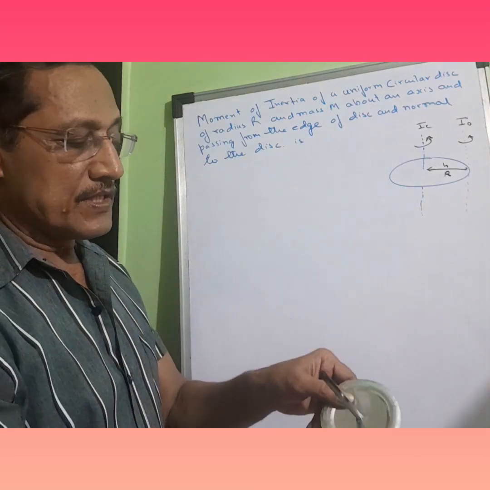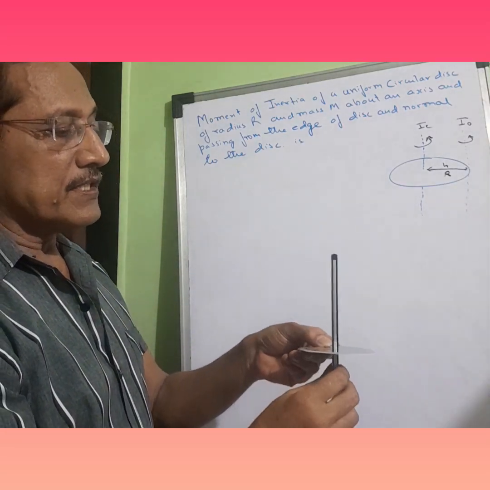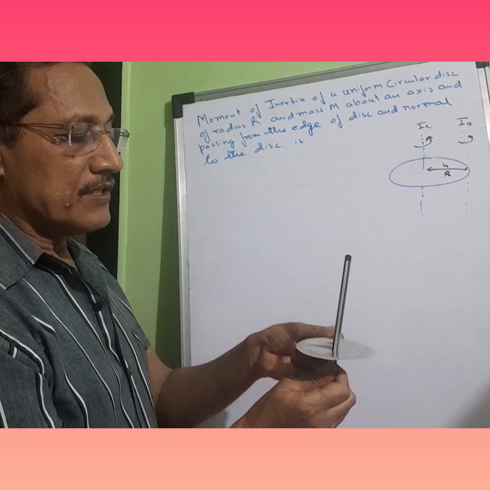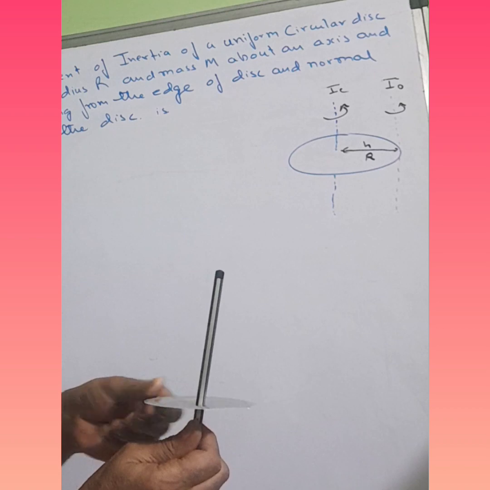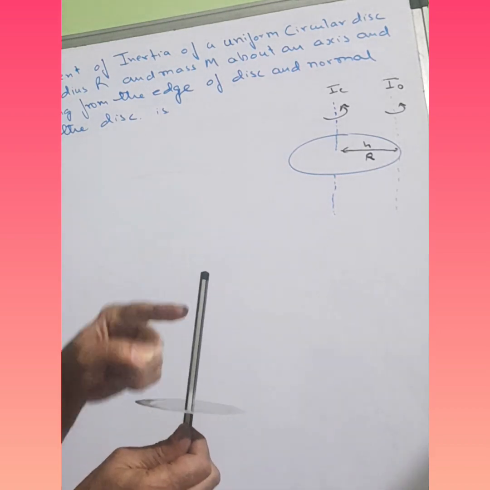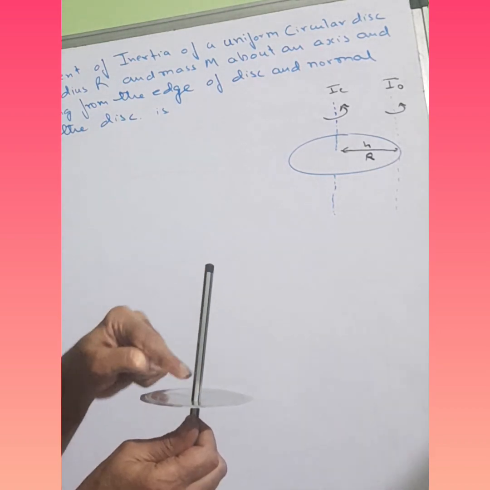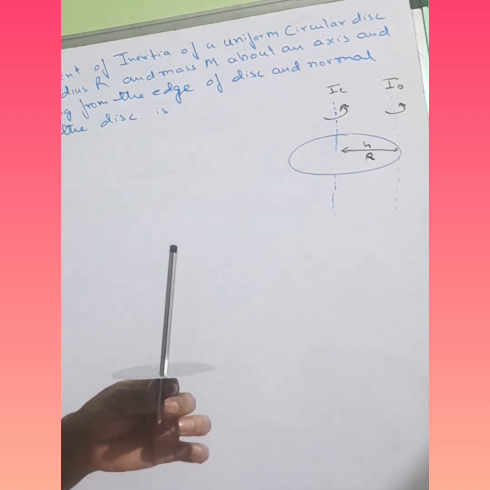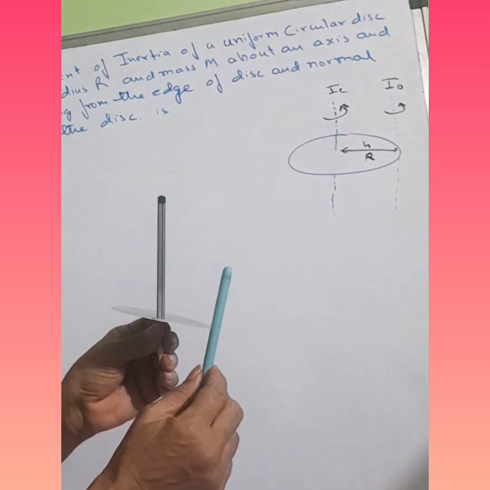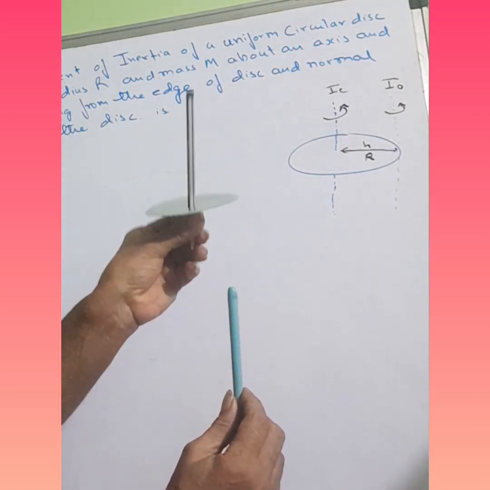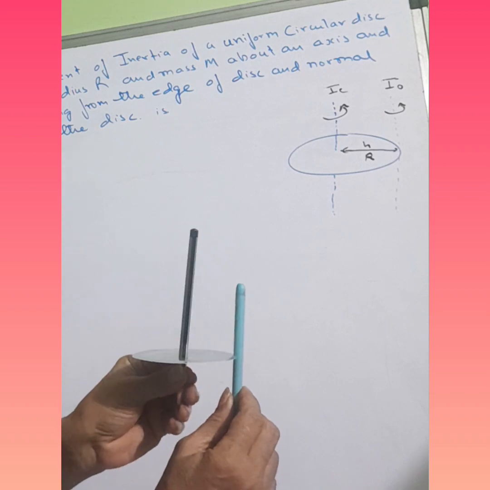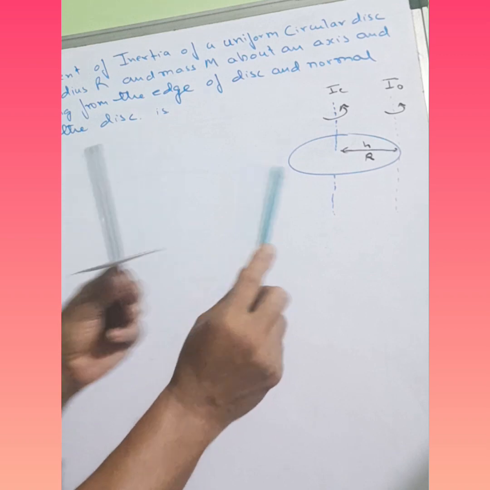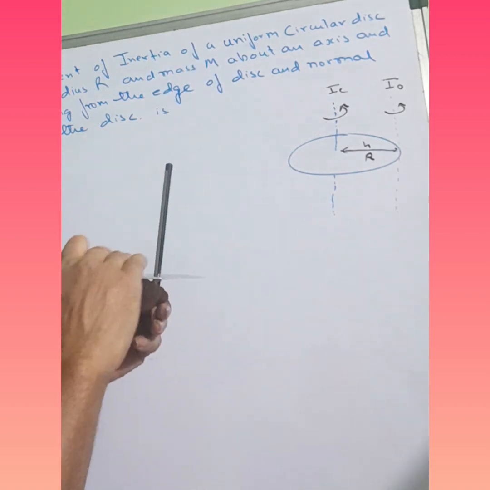Now this is the disk, and this is IC, the moment of inertia about the center. If it were IC, it would just be this, but what we want is here. If I take this, it is rotating like this, going out like that. So I want to find the moment of inertia here, normal, perpendicular to the disk.